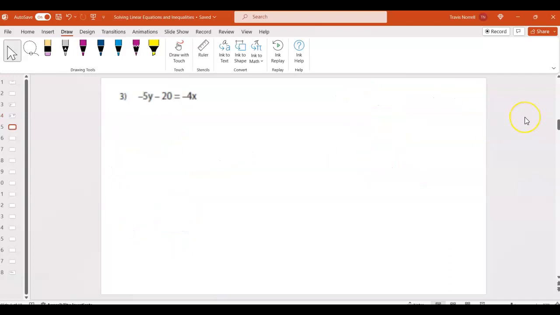All right. Let's just simplify this one by solving for y. We won't solve for both y and x. We'll just go for one. Let's solve for y. I have two operations. I am multiplying by negative 5, and I am subtracting 20. So let's write out my PEMDAS here.